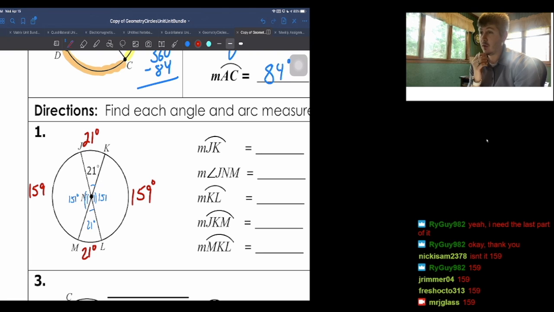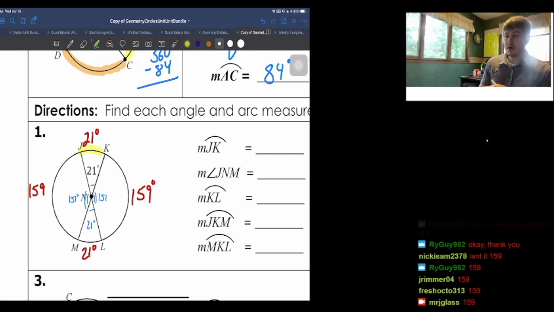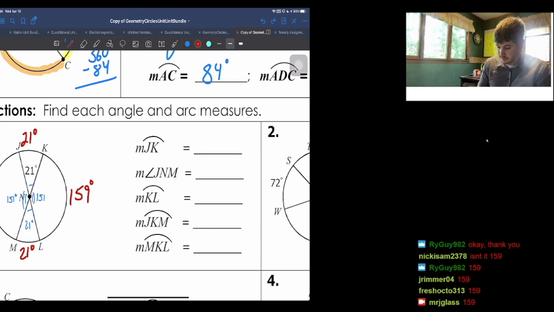Now we can fill in all the answers. So arc JK. I like to highlight it, or if you're just doing it on paper, you probably just go over it with your pen or pencil. But arc JK, always assume the minor arc if it's only 2 letters. So that first one I would say is 21 degrees.